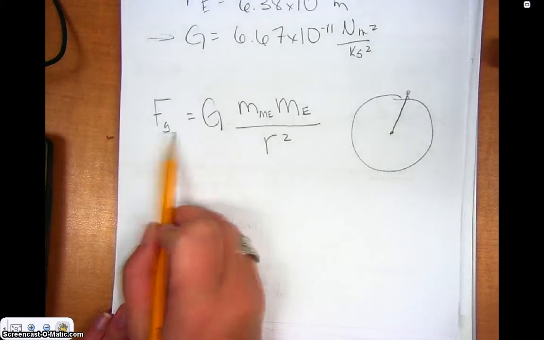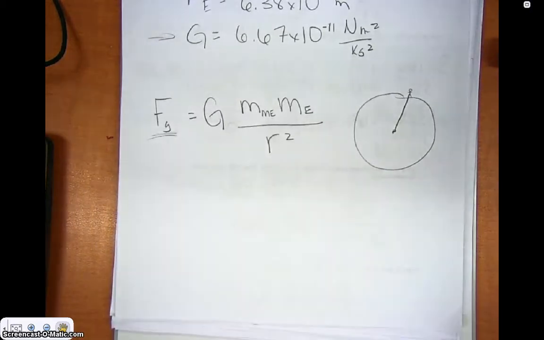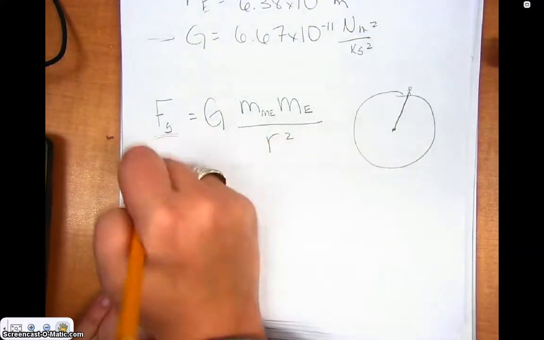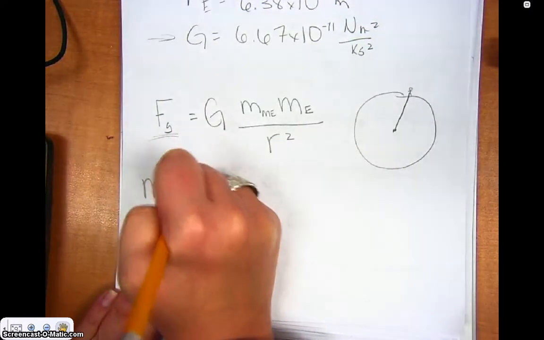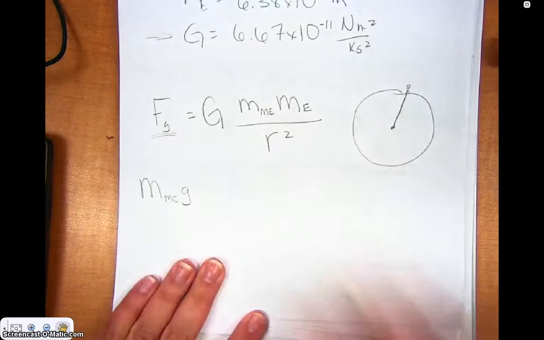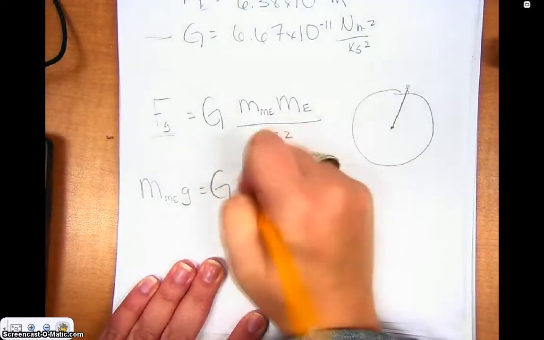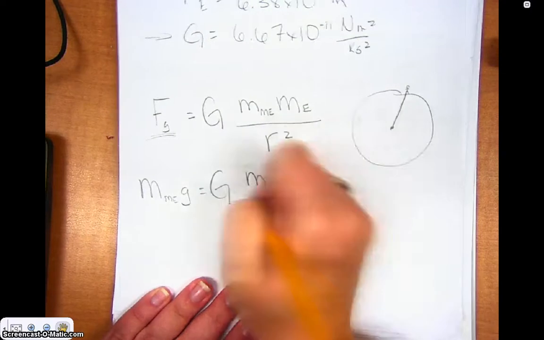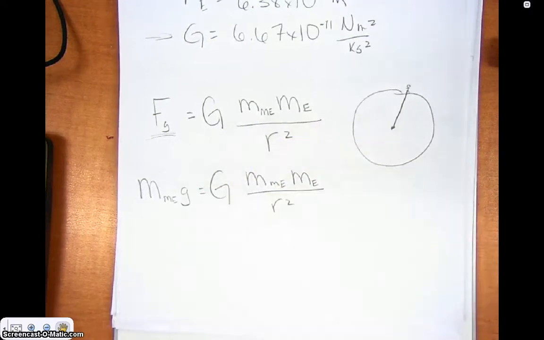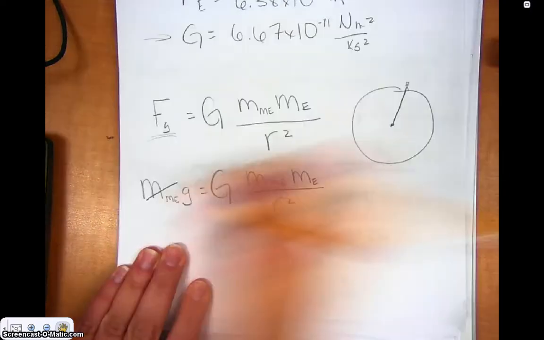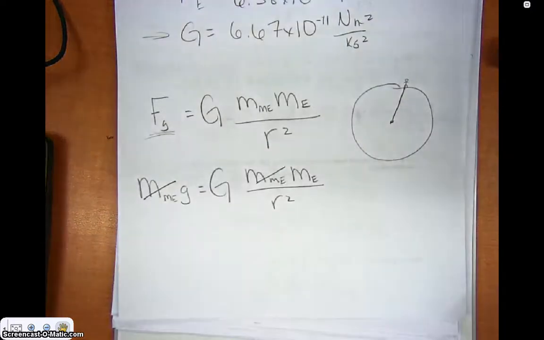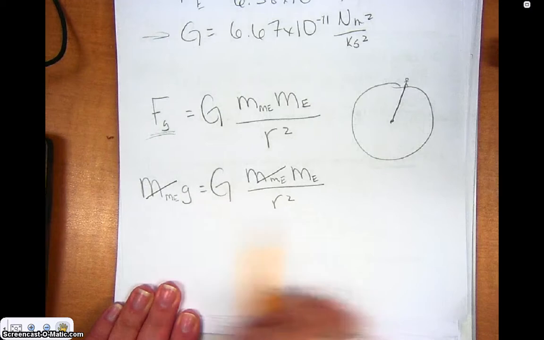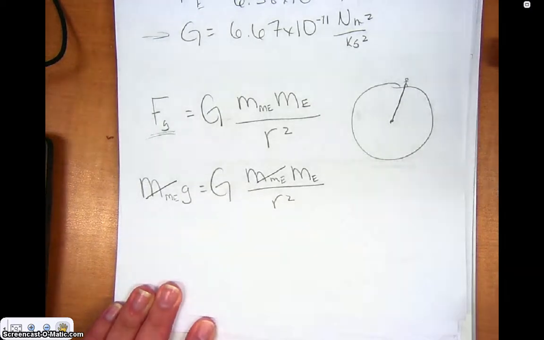Now, remember this force due to gravity would be the force due to gravity on me. So remember that Fg equals mg. So in this case, it would be the mass of me times g is equal to G times the mass of me times the mass of the Earth, all over the radius of the Earth squared. So we can see here that mass actually cancels. The mass of me cancels out, and so now I have all this information, I just need to solve for the mass of the Earth.